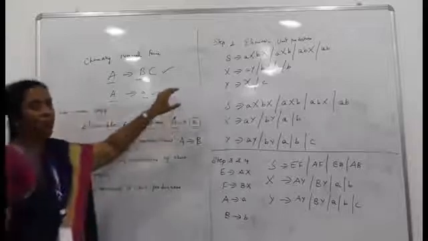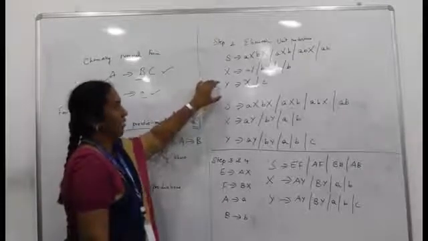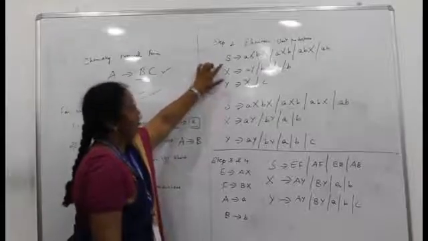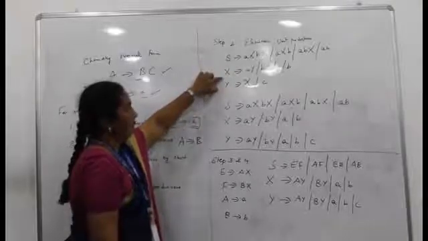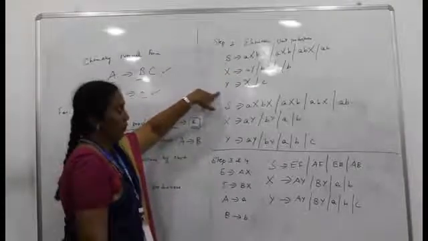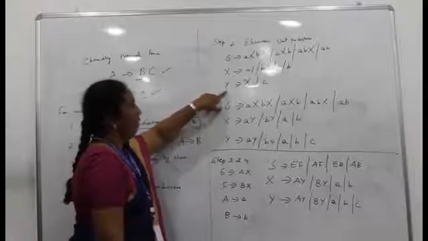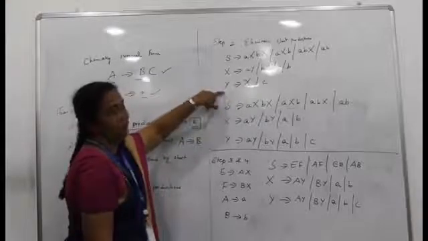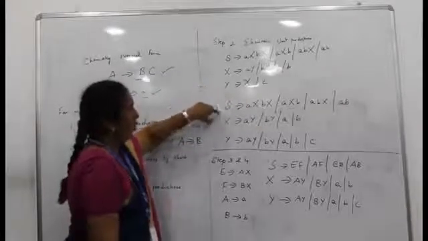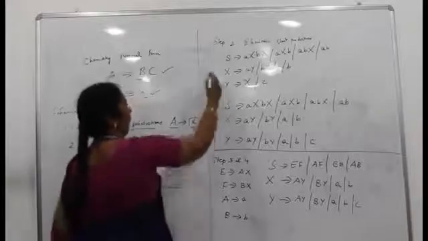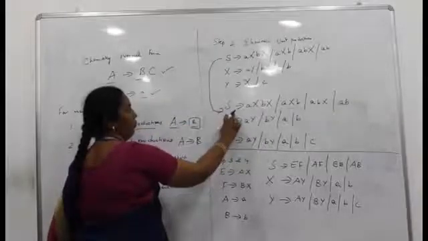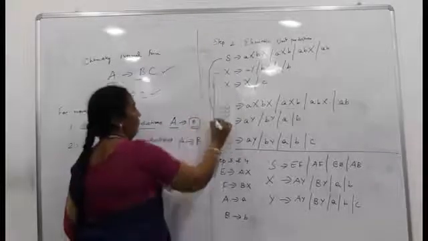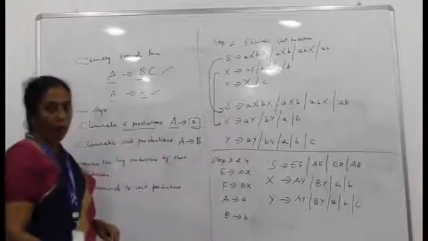Step 2 says we have to find out if there are any unit productions and eliminate them. In these three productions, the first one has no unit productions, the second one also has none, and in the third one there is a unit production, Y gives X. Whatever we have for X, the same will be given by Y also now. So there won't be any change in the first one, and in the second one there is no change because there are no unit productions.